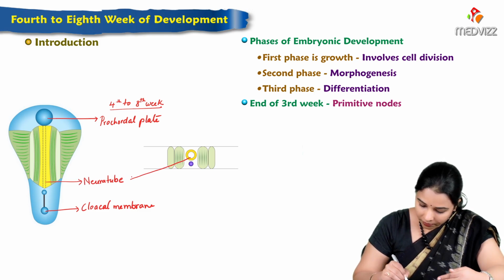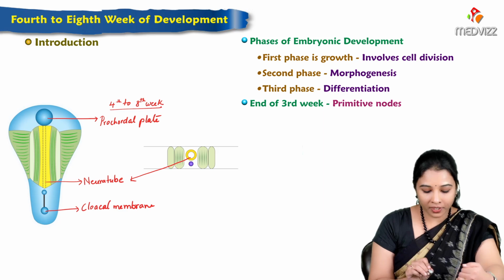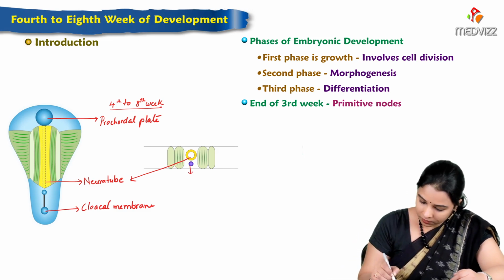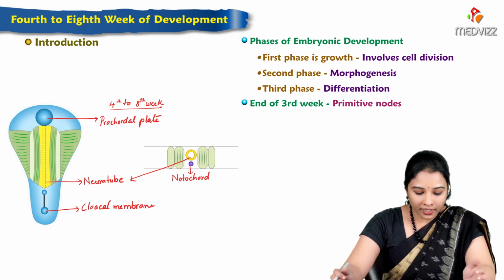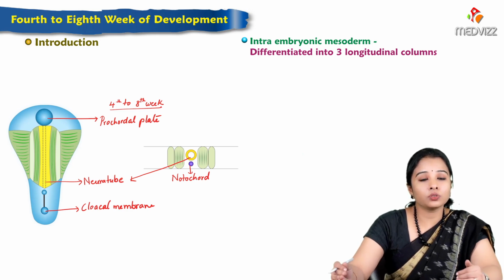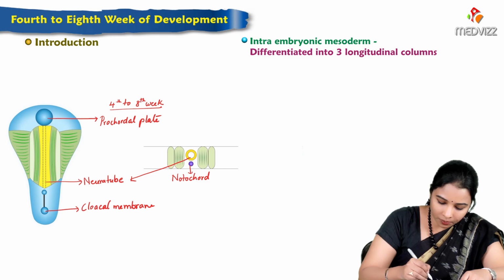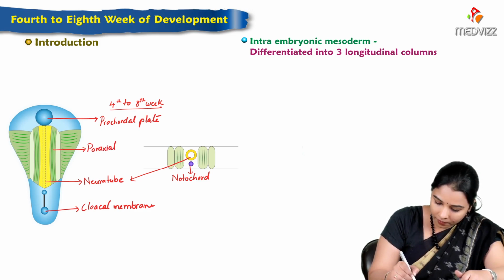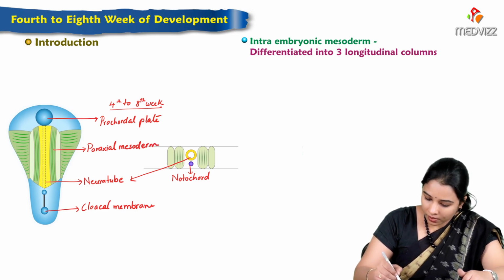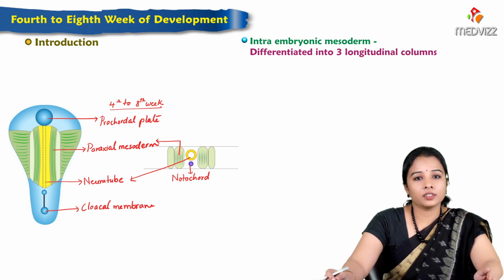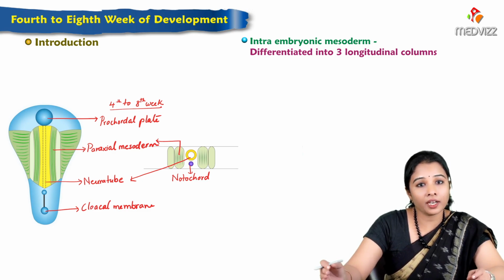So this is the neural tube in cross section, and beneath it there is a notochord. So notochord can't be seen from superior view. In cross section we can appreciate the notochord. On each side of the notochord and neural tube, this intraembryonic mesoderm is further differentiated into 3 longitudinal columns. The 3 longitudinal columns are paraxial mesoderm, which is present on each side of the neural tube. So para means on each side, axial of the axis. So here is the paraxial mesoderm, present on each side of the developed neural tube. And further laterally, this intraembryonic mesoderm we can differentiate into intermediate and lateral plate mesoderm.